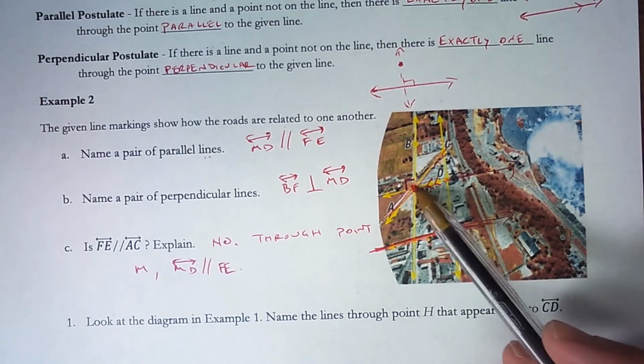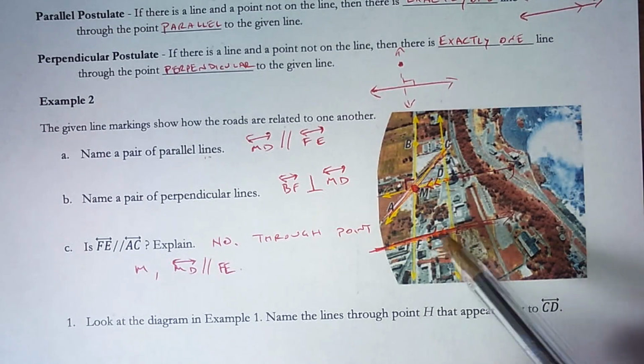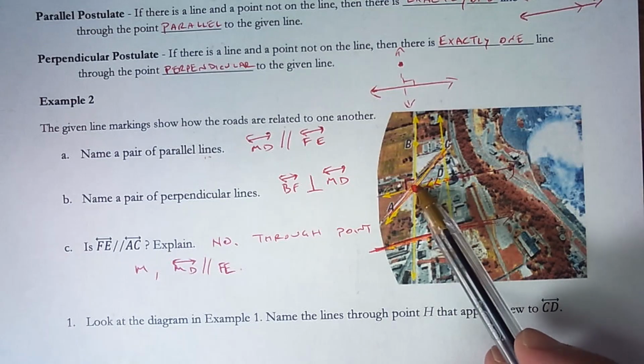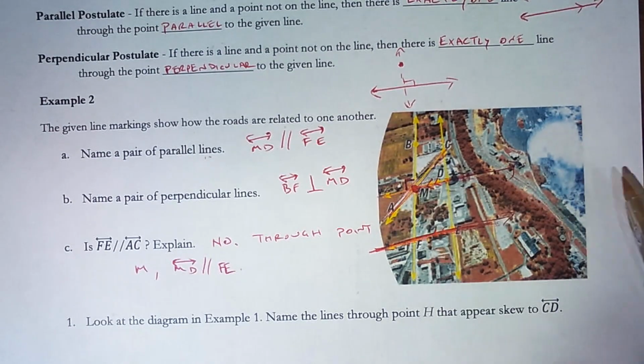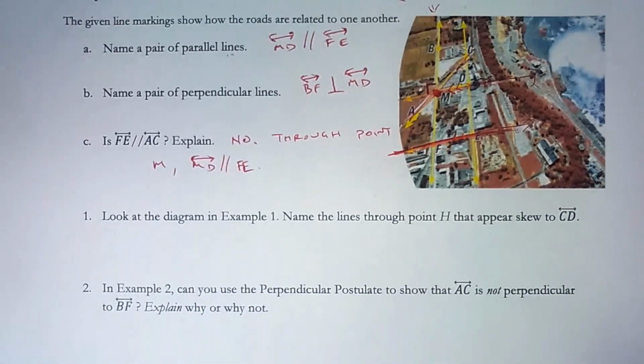So AC contains point M. It cannot also be parallel. Through point M, I've got one line parallel to this one. Through point M, I cannot have another line that's parallel.